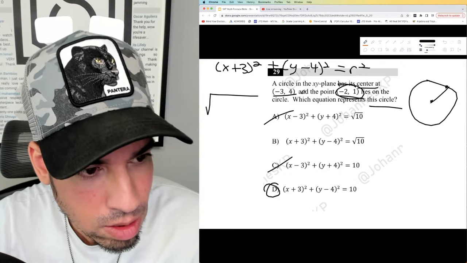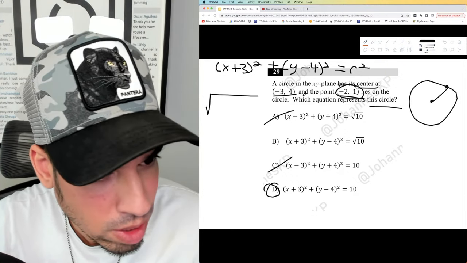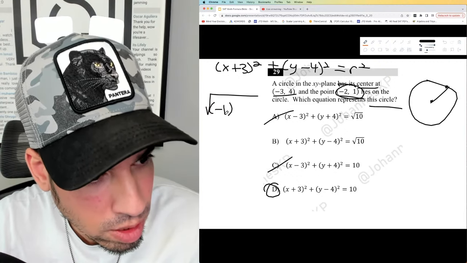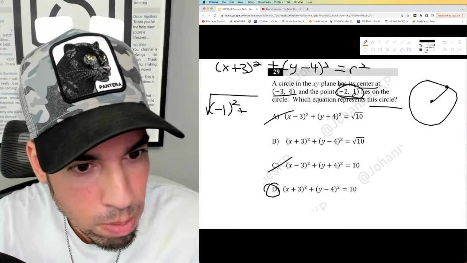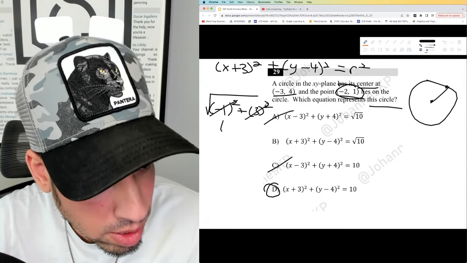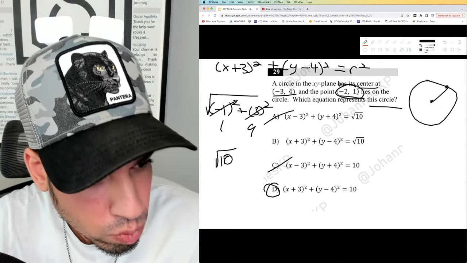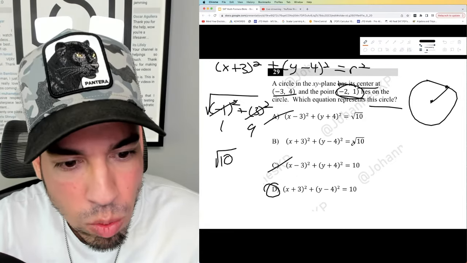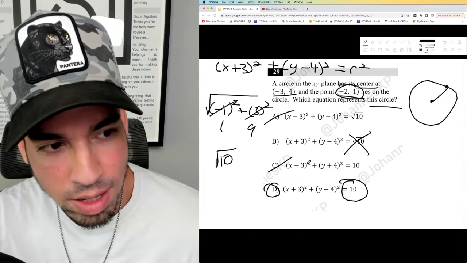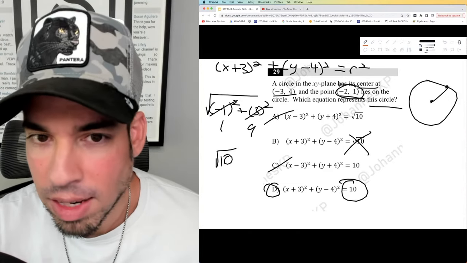The distance formula is the square root of the difference of the x values, negative 3 minus negative 2, which is negative 1, squared, plus 4 minus 1, which is 3, squared. So that's 1, that's 9. So the radius is the square root of 10. But we don't want the radius here, we want the radius squared, which is the square root of 10 squared, which is 10. So D is the winner, that's how you do it.